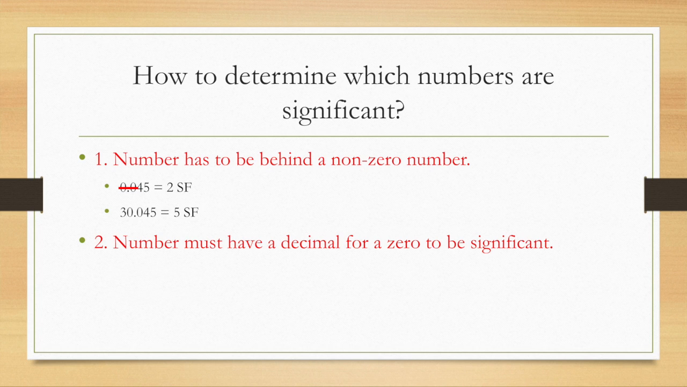If we want them behind a non-zero number, we just put a number in the front and we put a 3. So 30.045 has 5 significant figures. For the second rule, if we look at this number right here, 50,200, this number only has 3 significant figures because the last two zeros are not significant because it does not have a decimal point. If we were to put a decimal point, then those last two zeros would be considered significant, and this would have 5 significant figures.